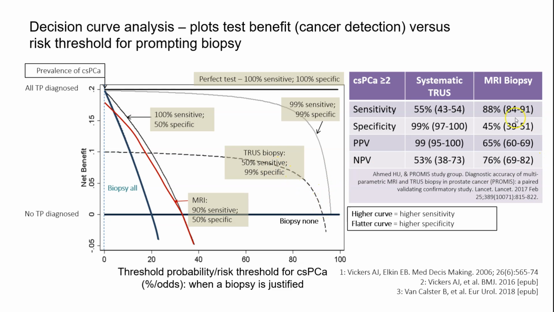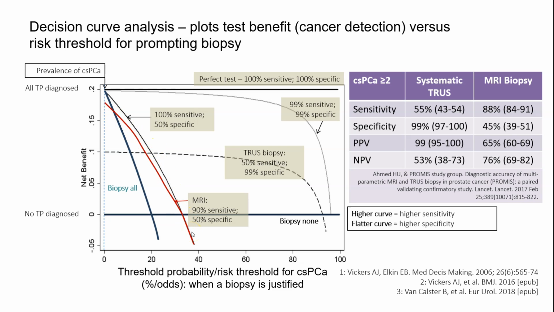And an MRI is about 90% sensitive and about 45% specific, so it'll reach higher on this x-axis, but it'll have a steeper gradient. So an MRI will be about 90% sensitive and about 50% specific, and you can see that that's the expected curve.